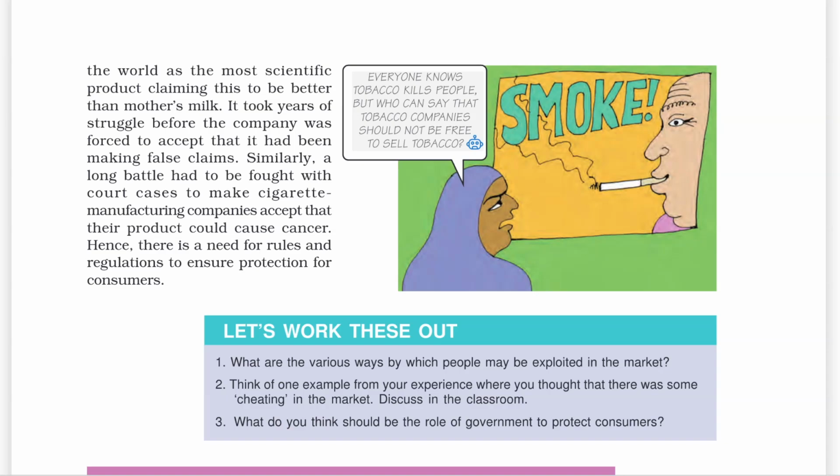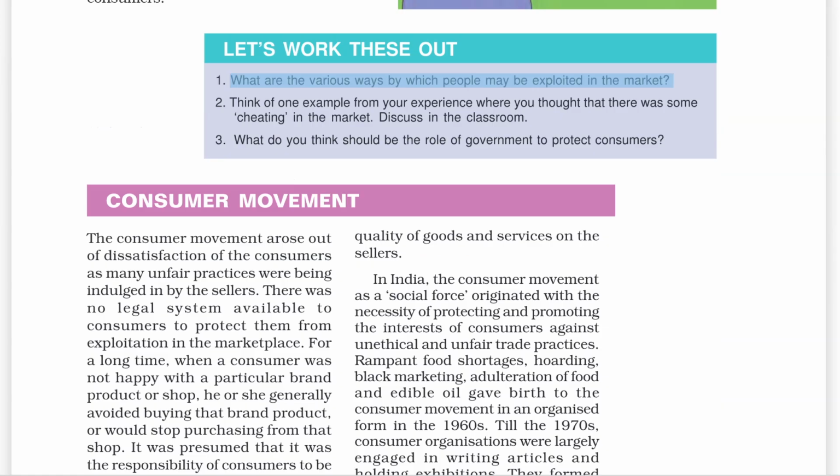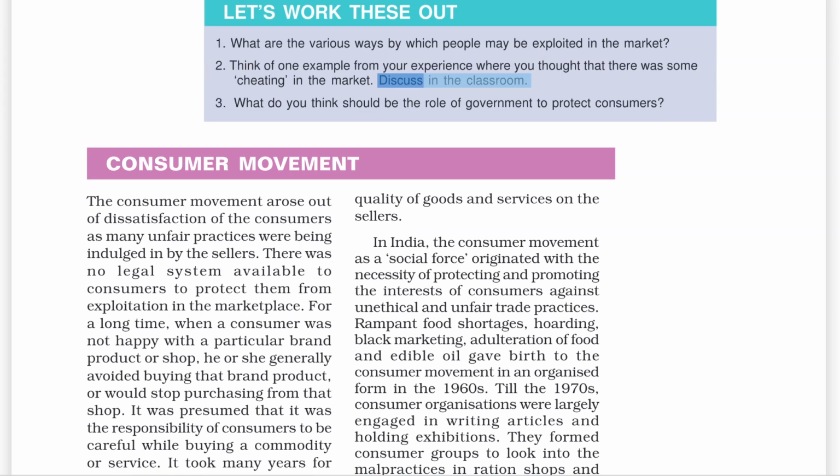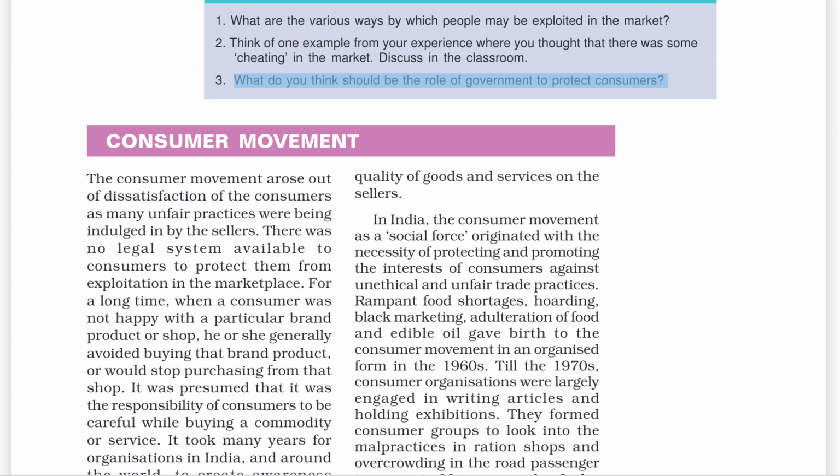1. What are the various ways by which people may be exploited in the market? 2. Think of one example from your experience where you thought that there was some cheating in the market. Discuss in the classroom. 3. What do you think should be the role of government to protect consumers?